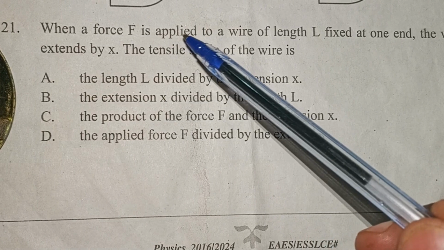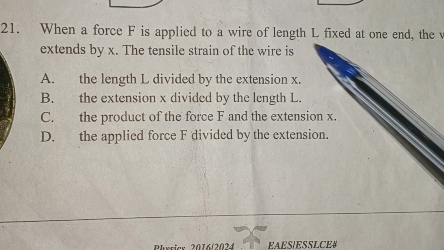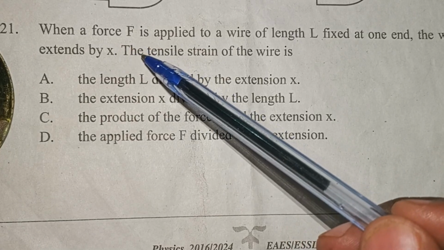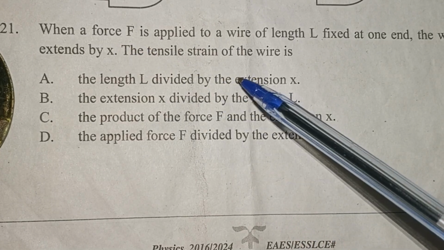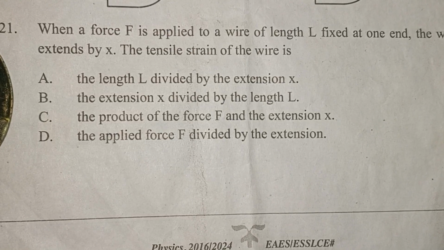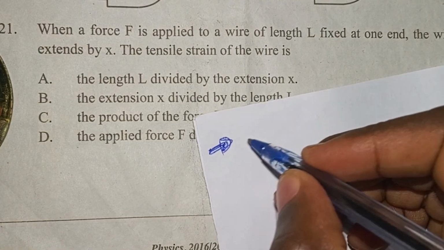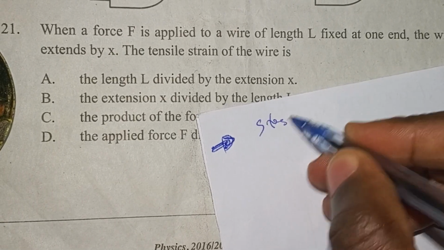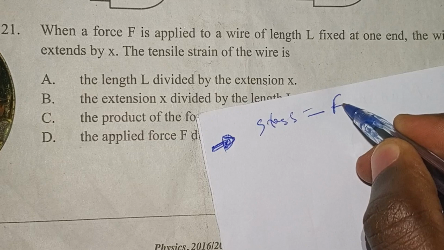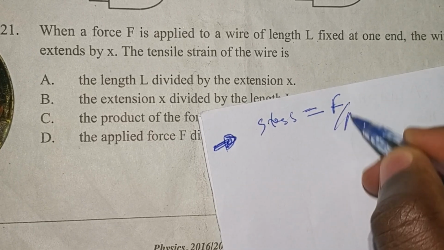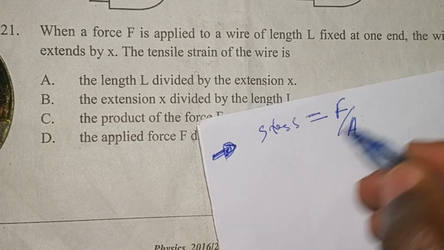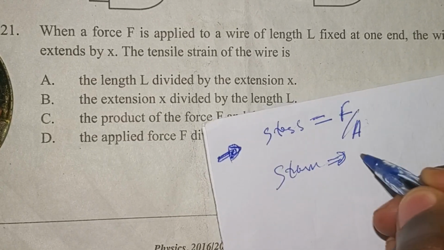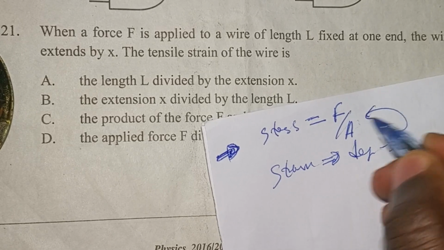So when a force F is applied to a wire of length L fixed at one end, the wire extends by X. Then the tensile strain of the wire is given by. Strain is simply a kind of deformation which is caused by stress, while stress is simply the force acting on a surface per unit area. So strain is the deformation caused by this stress.